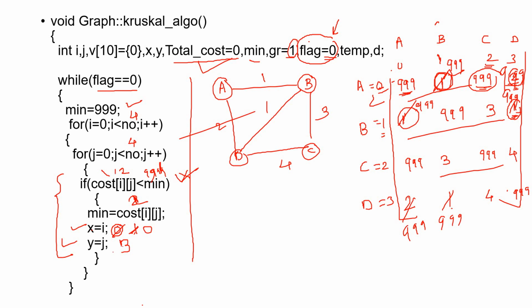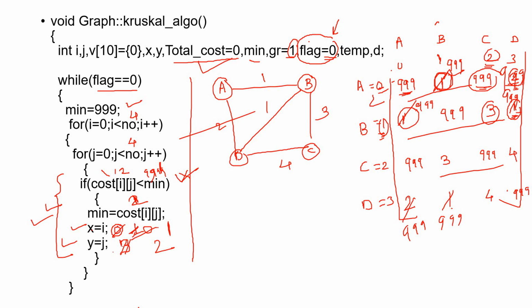Now again we are going to find out the minimum. Again we are interested here to find out the minimum cost. So from the remaining, which one is minimum? 3 and 4 are there, so 3 is minimum. But when b is equal to 1 and c is equal to 2, that means x is equal to 1 and column j is equal to 2, so 1 to 2.